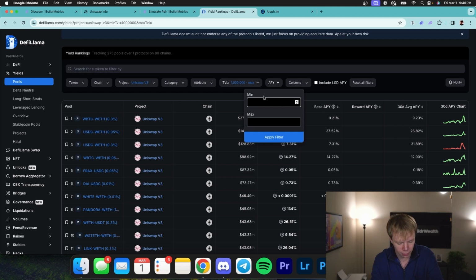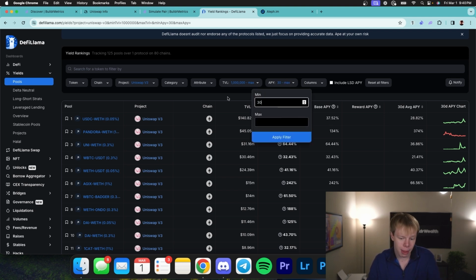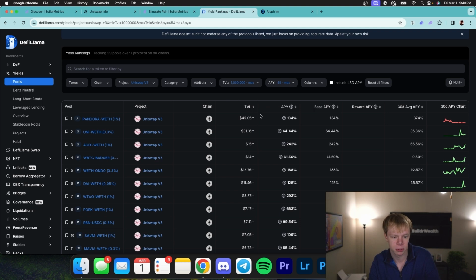Next thing, I'm going to look for stuff that has about a 30% APY. Now, the reason why I do 30% is because this APY is based on a plus 30%, minus 30% range. So essentially, it is going to be a broader range. And when we do go into this pool and we narrow it down, it's going to be a lot higher. So maybe I do, instead of 30, like 45%. That's really going to find some of the high return stuff.